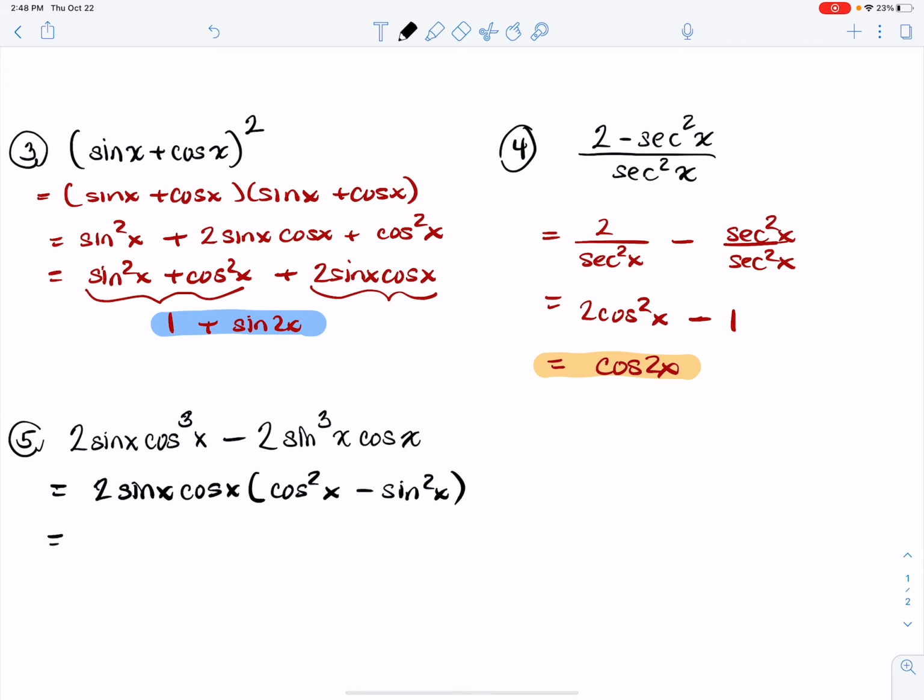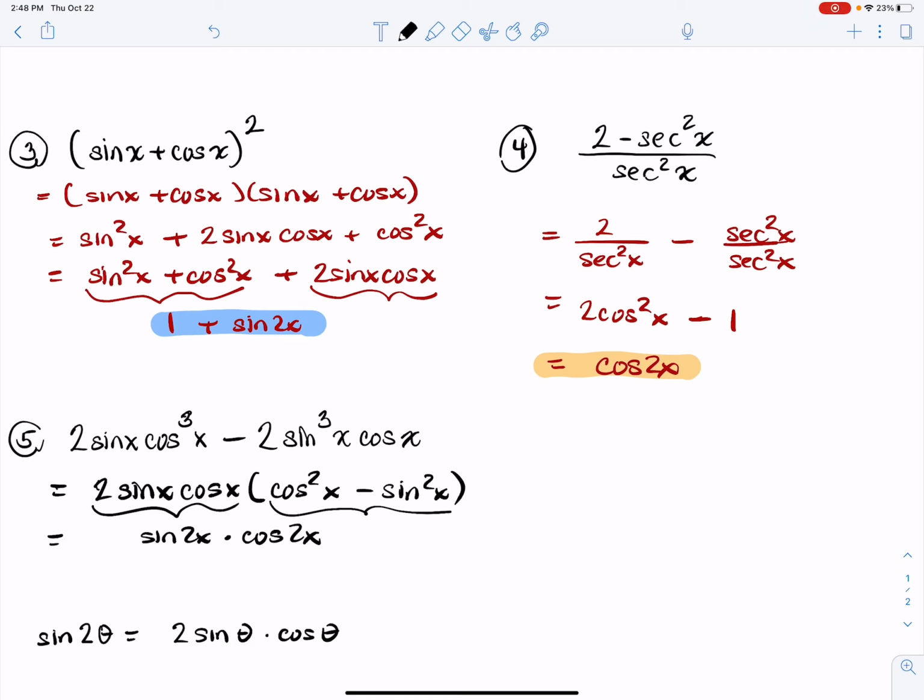And 2 sine x cosine x is sine of 2x. Cosine squared minus sine squared is cosine of 2x. Now that might be a good stopping point for now, but I also noticed something. Remember that sine of 2, and I'm going to call it something else, theta, is 2 sine theta cosine theta. So if these match, that's the equivalent of saying double the theta, right?